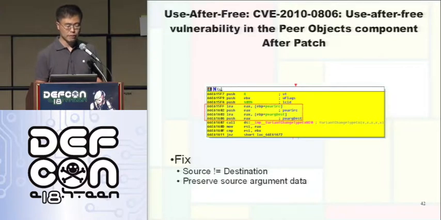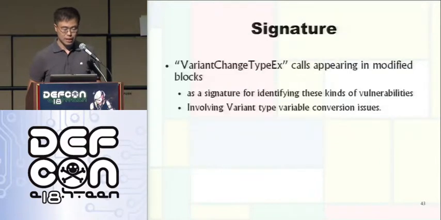So this is a very good example, because I never knew about this VariantChangeTypeEx issue before I diffed this patch. So you can actually learn something from the patch, because now I know that VariantChangeTypeEx can cause some kind of memory corruption error. So maybe if I do some other code auditing or something like that, then I can use this knowledge for that kind of stuff.